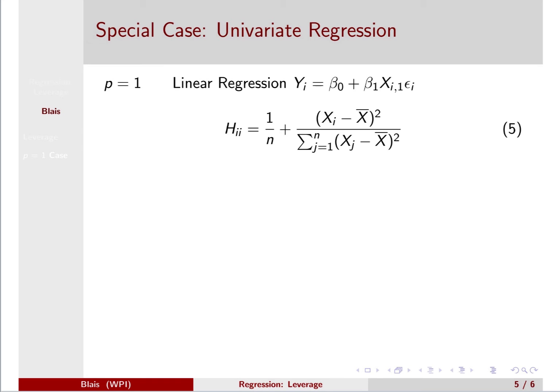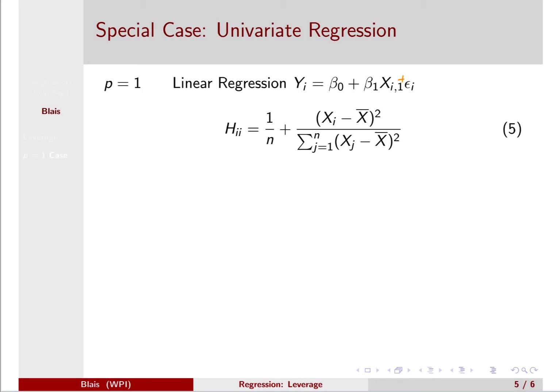First, let's look at a special case just to get some intuition. In the univariate case, where p equals 1, so ordinary single variable linear regression, where we have an intercept beta naught and a slope beta 1, plus our noise term, we have a nice formula for the leverage, h_ii, and it's 1 over n, plus this fraction.